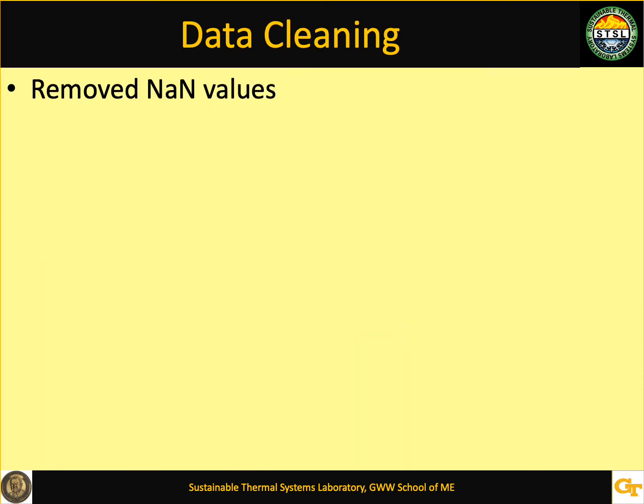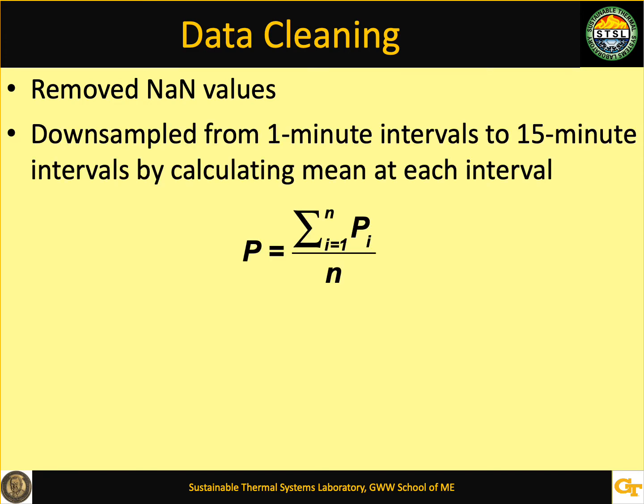To prepare the data, first, data from all 1-minute time intervals at which non-numeric values occurred were removed. These instances amounted to less than 1% of the original dataset. The dataset was then downsampled from 1-minute intervals to 15-minute intervals by taking the mean at each interval.